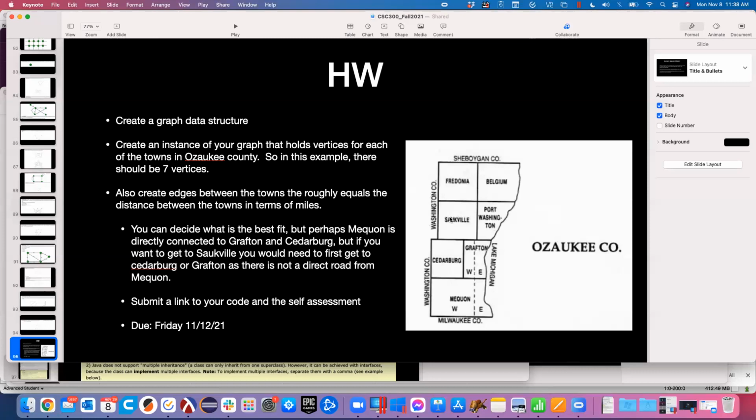Make some sense? Okay, so we can kind of see how this map plays out. I won't have an edge that goes from Mequon to Saukville, or an edge that goes from Mequon to Port Washington, because in order to get to those vertices, I have to go through other vertices.